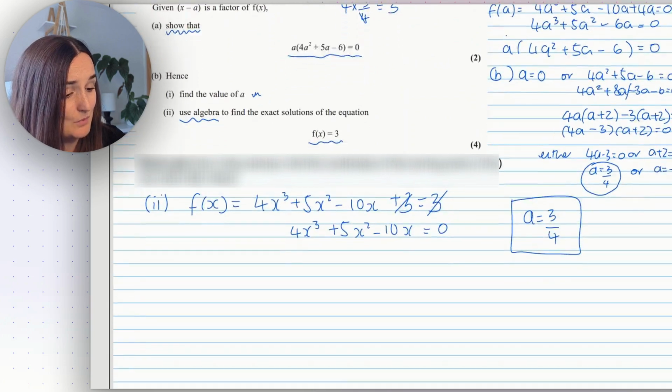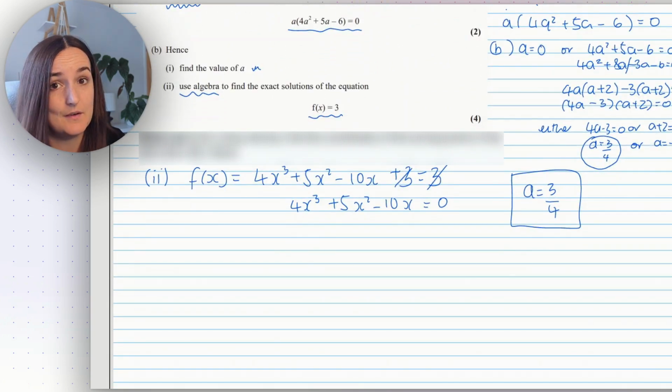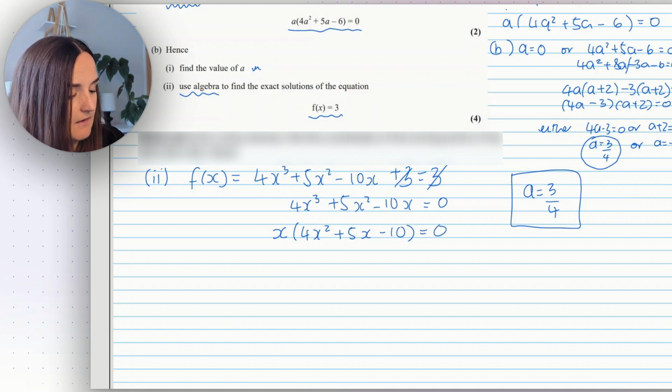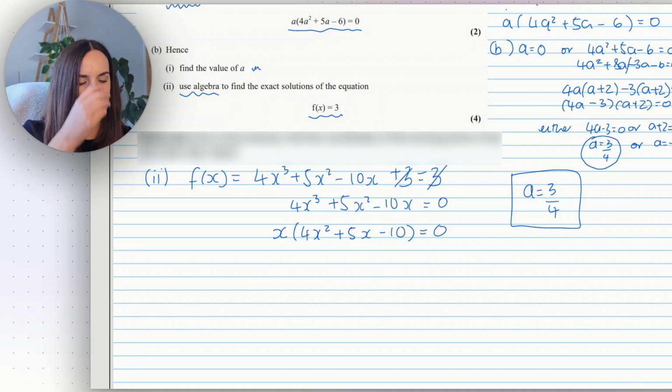And again, this is just more solving, really. This is quite a repetitive algebra question, but there we go. We take x out because there's a common factor. We've got 4x squared plus 5x minus 10 equals 0. Again, they're expecting you to be able to factorize this. So we've got 4 times negative 10, that's minus 40. So you're thinking about the factors of minus 40 that make 5.